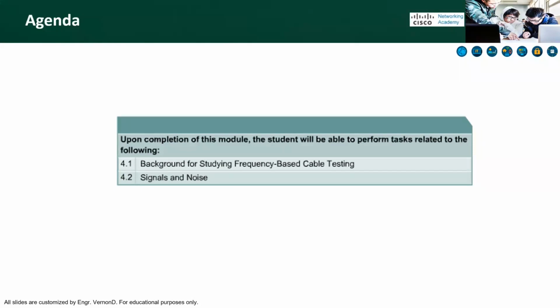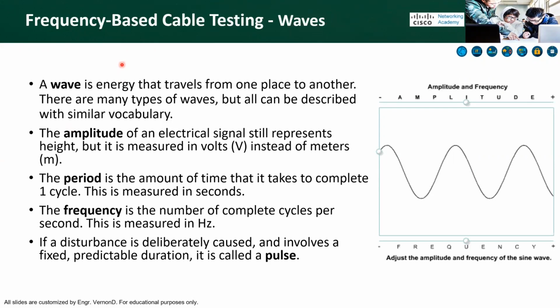Upon completion of this module, the student will be able to perform tasks related to the background for studying frequency-based cable testing and signal and noise. Waves. A wave is an energy that travels from one place to another. The amplitude of an electrical signal still represents height, but is measured in volts instead of meters. The period is the amount of time that it takes to complete the cycle. It is measured in seconds. The frequency is the number of complete cycles per second. It is measured in hertz. If a disturbance is deliberately caused, it involves a fixed, predictable duration called a pulse.